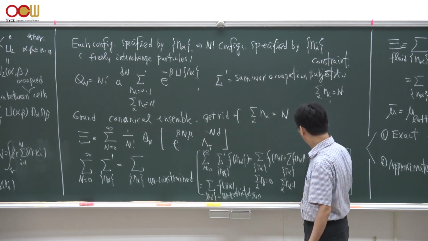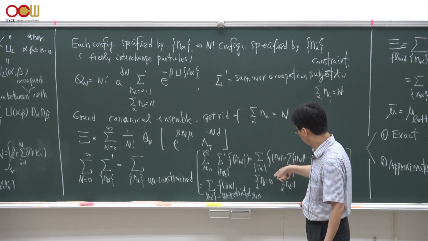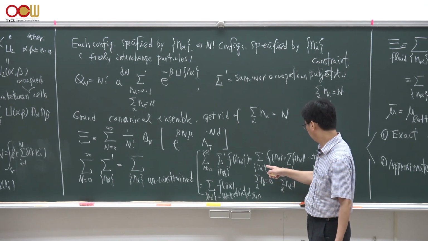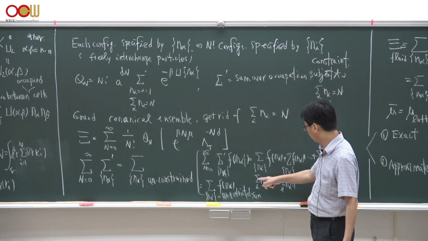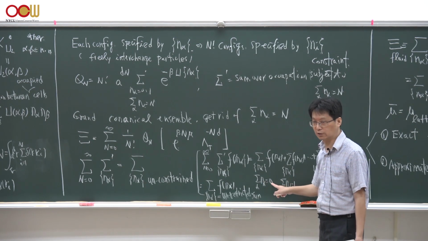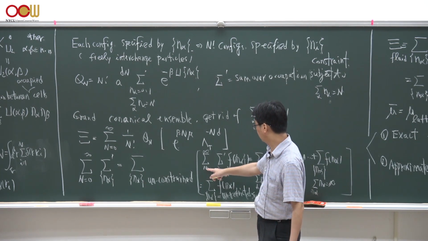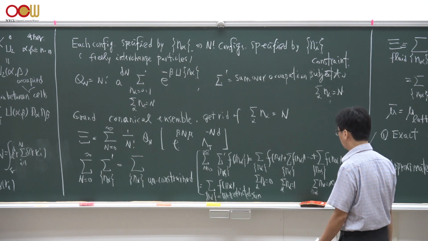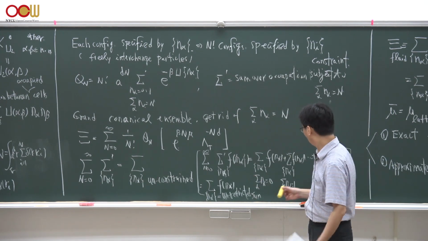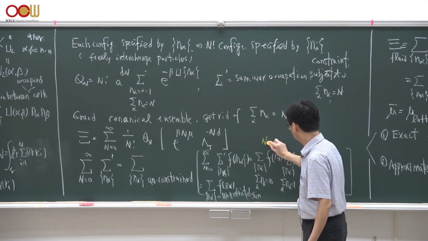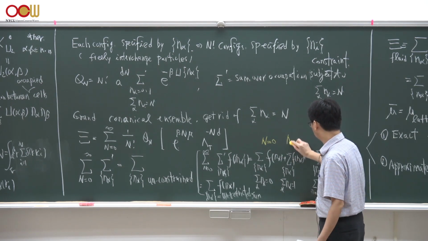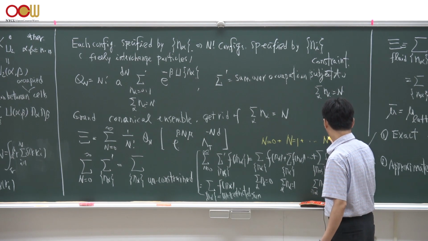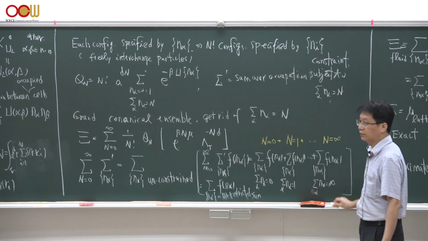Namely, we could just add all these different terms together, but with each term, you get one possible constraint. For example, this first term is the term which satisfies the total sum of n alpha being N, the total number of particles, which goes from 0 to 1 to 2 to 3, and so on to infinity. So you simply expand all these terms. The first is the total number of particles being 0, the second term is the total number of particles being 1, and so on and so forth.